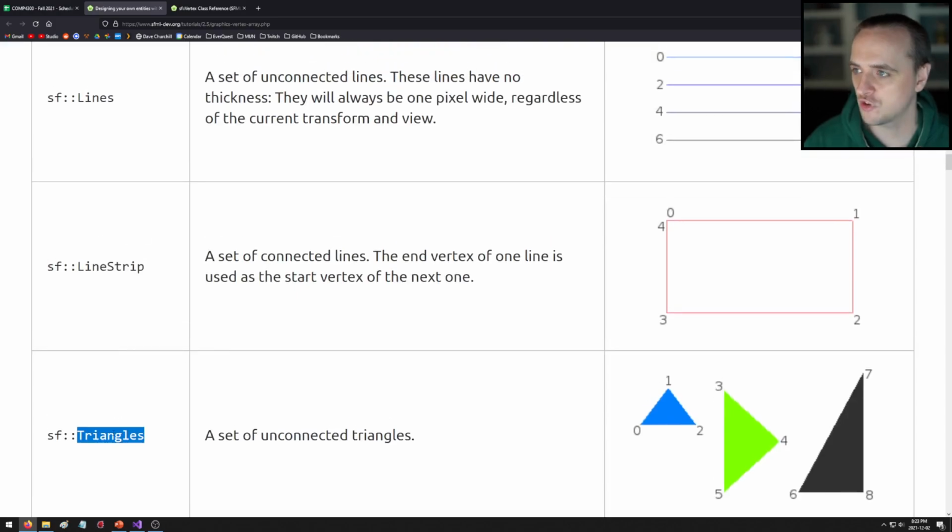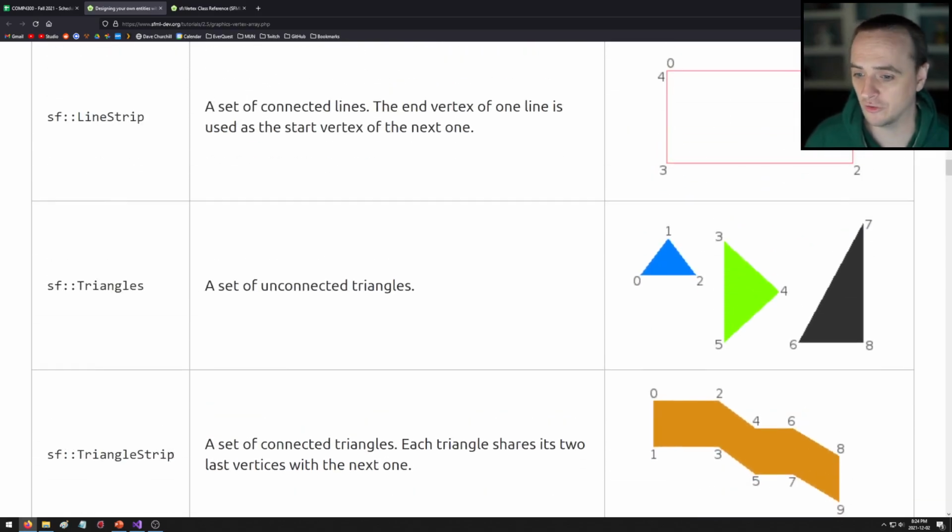Here, you can have triangles. If we wanted a set of unconnected triangles, we could define our vertex array with these indices for the vertices. Over here, vertices 0, 1, and 2 would have these positions, and they'd all be given a blue color. 3, 4, and 5 would define the next triangle, all of them given a green color. 6, 7, and 8 would be dark gray, defining that triangle.